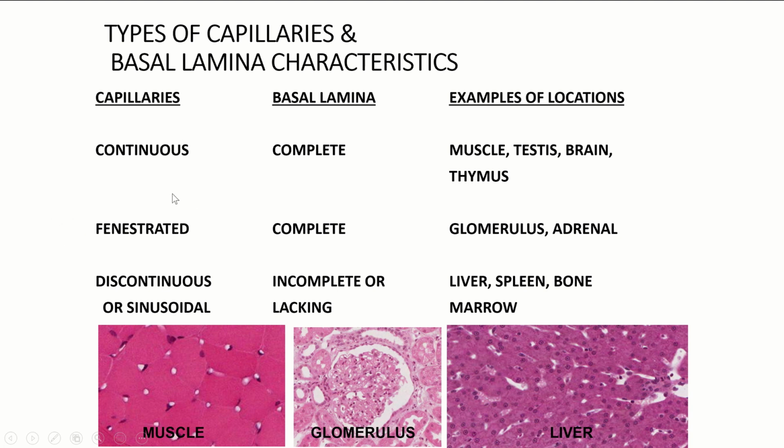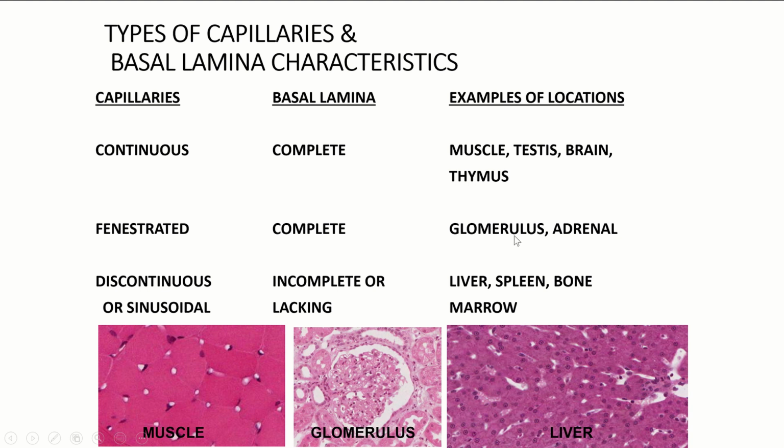Fenestrated capillaries are where it'll let some things through. Okay, so fenestrated, it'll let some things through. It does still have a complete basal lamina, but the endothelium around it leaves little gaps. Okay, so that's going to be in places like your glomerulus in your kidneys, and in your adrenal gland.